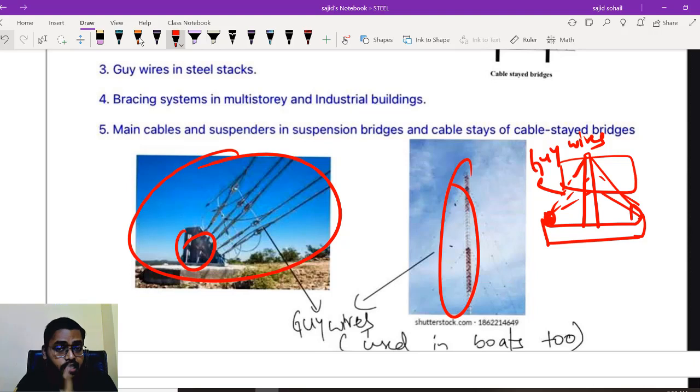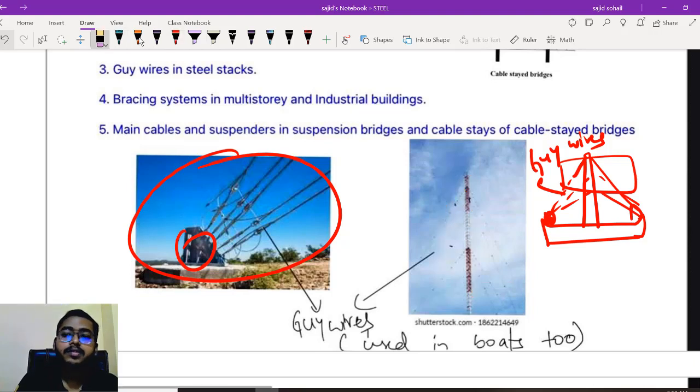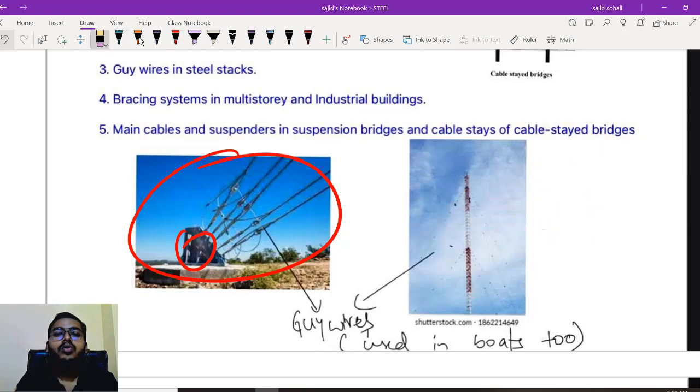ठीक है, guy wires काफी important. They are example of tension members, so you should remember it. So these are some of the things which you should remember as examples, because examples can be asked in your examinations. So there are a lot of things.